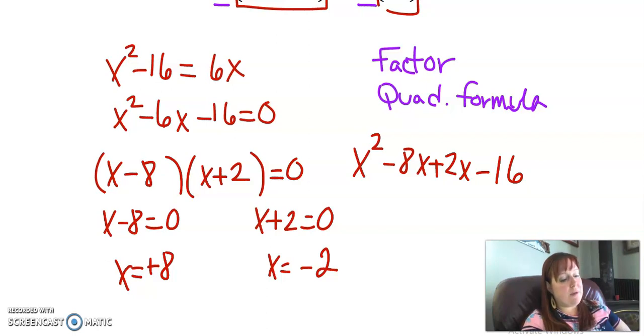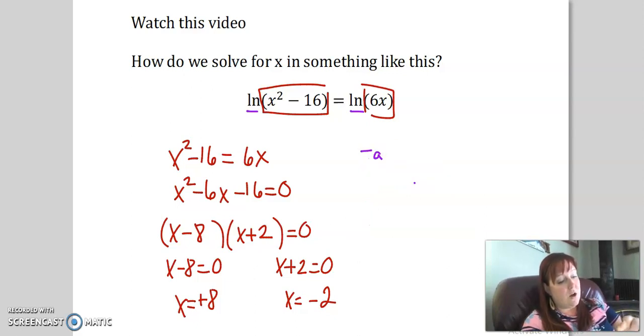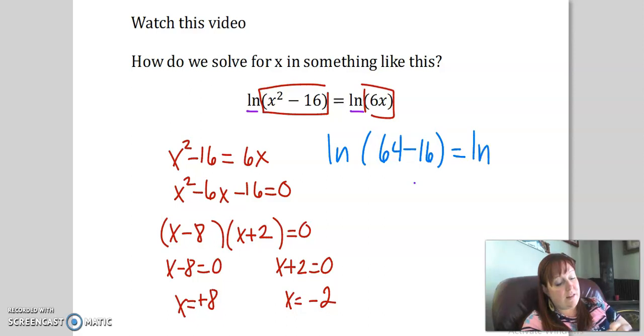Okay, so let's come back up here. Let's plug in 8. And we're going to get ln of 64 minus 16 equals ln of 6 times 8, which is 48. Okay, we could plug that into our calculator. Well, 64 minus 16 is 48, right? So this is ln of 48 equals ln of 48. Check. x equals positive 8 works. Okay, let's plug in negative 2.